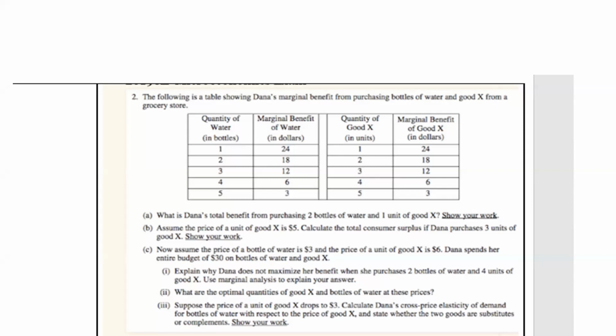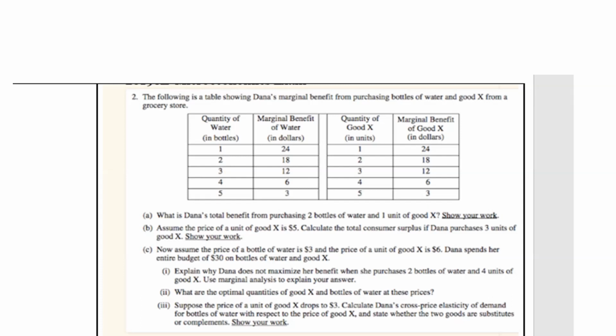Right. Let's see where we're at here. Anyone, what is Dana's social benefit from 2 bottles of water? What is it? 2 and 1 unit of X? Okay. So for the first bottle is 24, for the second plus 18, that would be 42, and plus 24, 66. Remember, these are the marginal benefit for each bottle, they're not the total. Okay. All right. Any questions on that one?